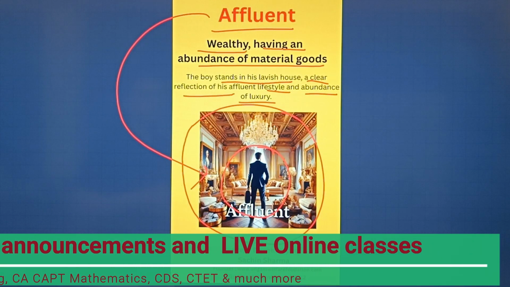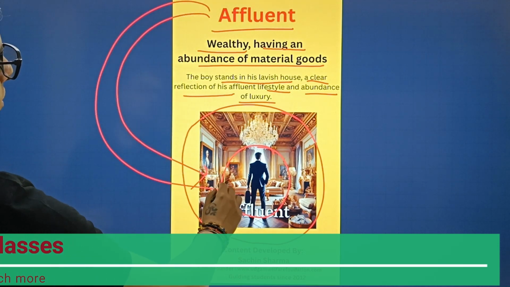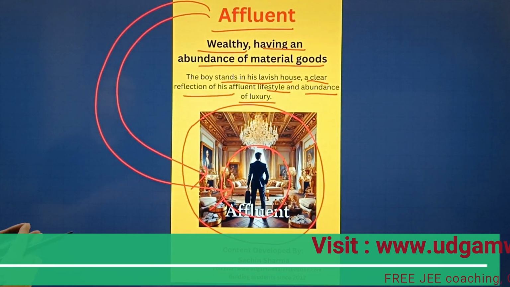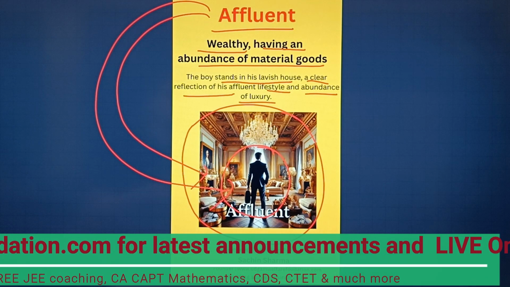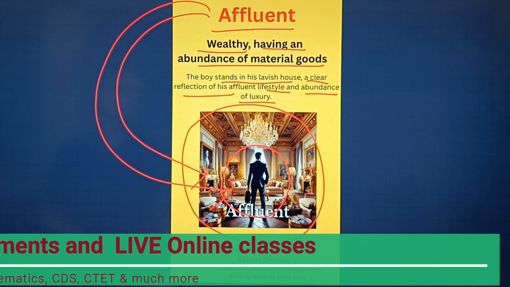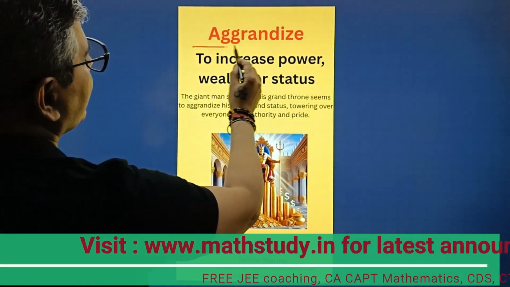So very simple. How can you learn it? Affluent, just simply link this word with this particular picture. A rich house, a rich person, or a lavish lifestyle. Now let's move towards our next word. Our next word is aggrandize.